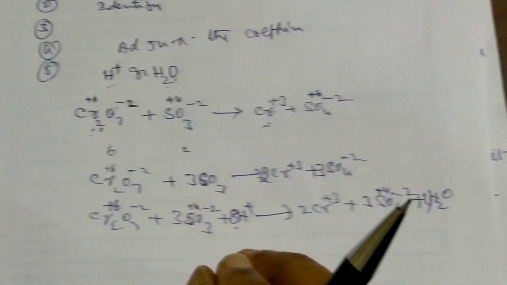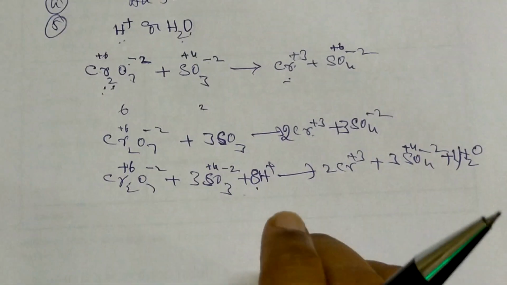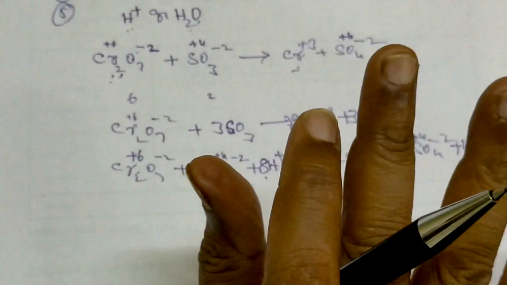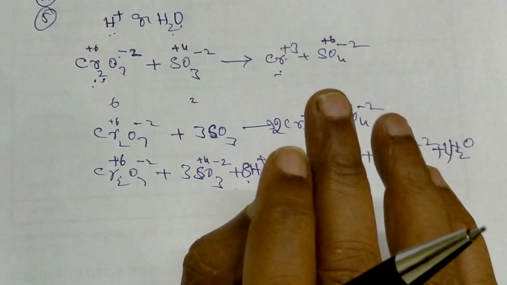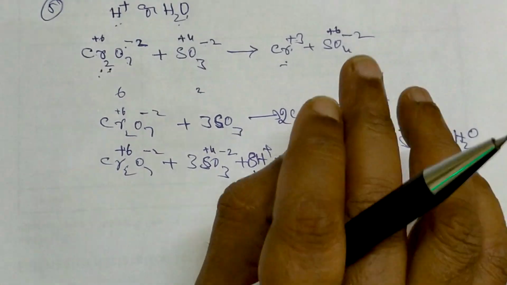Do it for some 2-3 more problems. We will see one more problem tomorrow. We can come to an easy way for the balancing of the redox reaction by the oxidation number method.